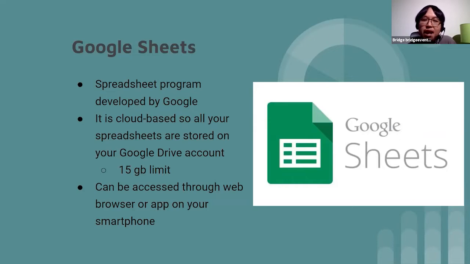And Google Sheets can be accessed through the web browser or through an app on your smartphone or tablet. If you have an iPhone or an iPad, you can go to the Apple App Store and download Google Sheets. If you have an Android device, you can go to the Google Play Store and download Google Sheets. Then you can view Google Sheets and make minor edits, but you might lose some features versus the web browser version. I will go over how to access Google Sheets on the web browser today.